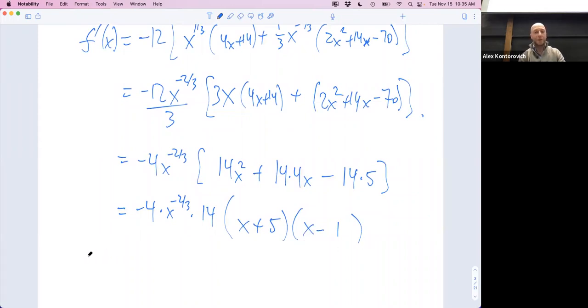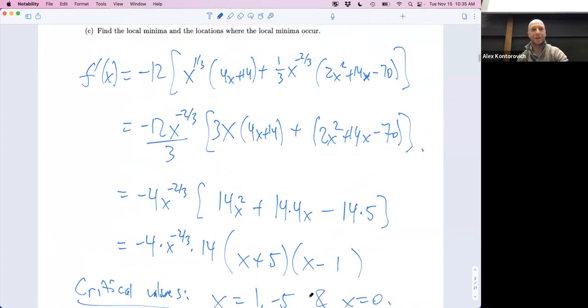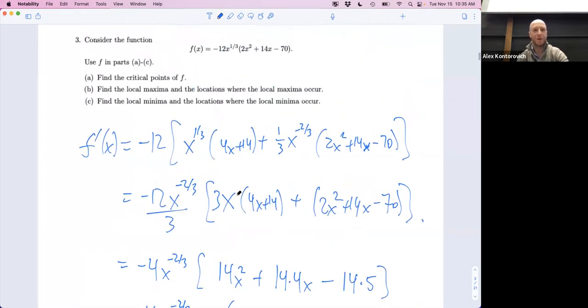But okay, that means we know the critical values. The critical values are where the derivative is 0, and that's x equals 1 and -5. Good. It's where the derivative is 0 or it doesn't exist. And it doesn't exist because there's a denominator blowing up. And x equals 0. Do not forget this critical value. Okay? So that was part A. Find the critical points. Great.